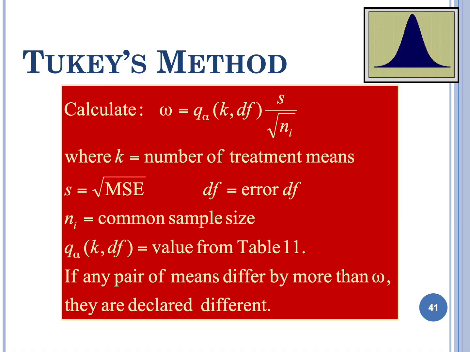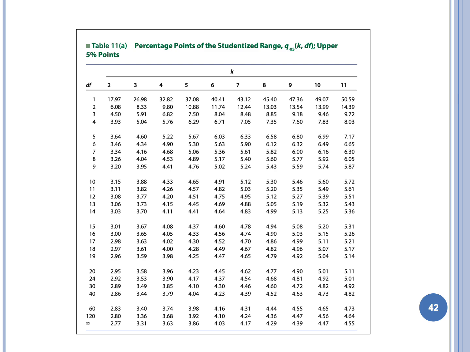Okay, so our first purpose is to find the critical value, where the critical value relies on two degrees of freedom. The first one is the number of treatments. The second one is the degree of freedom for the error. Now let's see how the table looks. Table 11 actually contains 2 pages, and it says percentage points of the studentized range. So this distribution is called the studentized range distribution. And the subscript 0.05 is the upper probability.